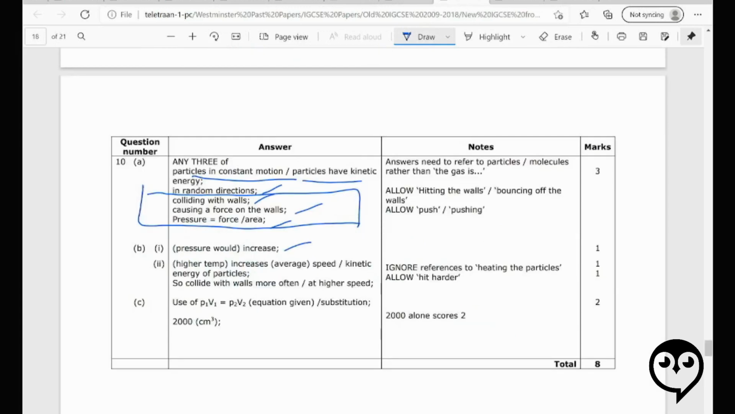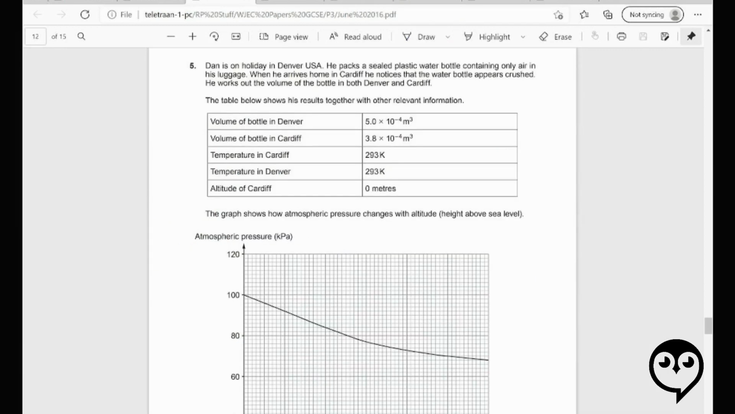And the pressure would increase. Average speed, average kinetic energy. So they've said collide with the walls more often. I said at higher speed. Higher speed means a larger force, but it will be more often because there will be less delay between particles bouncing around, I suppose, from one wall to the other. So, yeah, they will hit harder. I said because they're traveling faster, there'll be a larger change in momentum, a larger force exerted. But yeah, walls more often, I guess. That's fine too. Here's the equation. We got 2,000. Awesome.